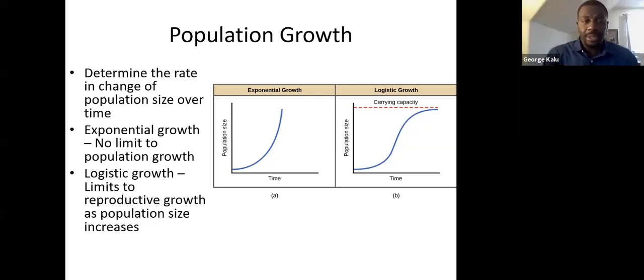So there's 2 different types of population growth. The first type is called exponential growth, where you have no limit on the population growth. It's just going to continue to escalate and grow without any limit on its growth.